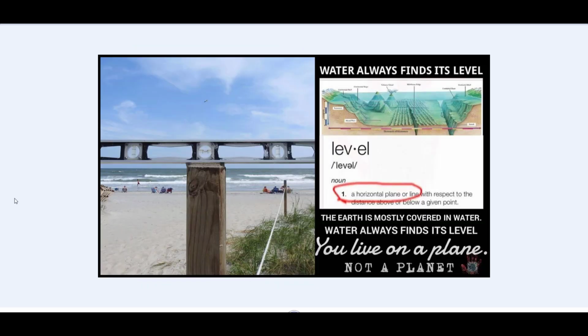Water always finds its level. That's why in construction you use the water level to see if something is level, horizontal. The earth is mostly covered in water, as we know. Water always finds its level. And of course, Vibes of Cosmos explains a lot.